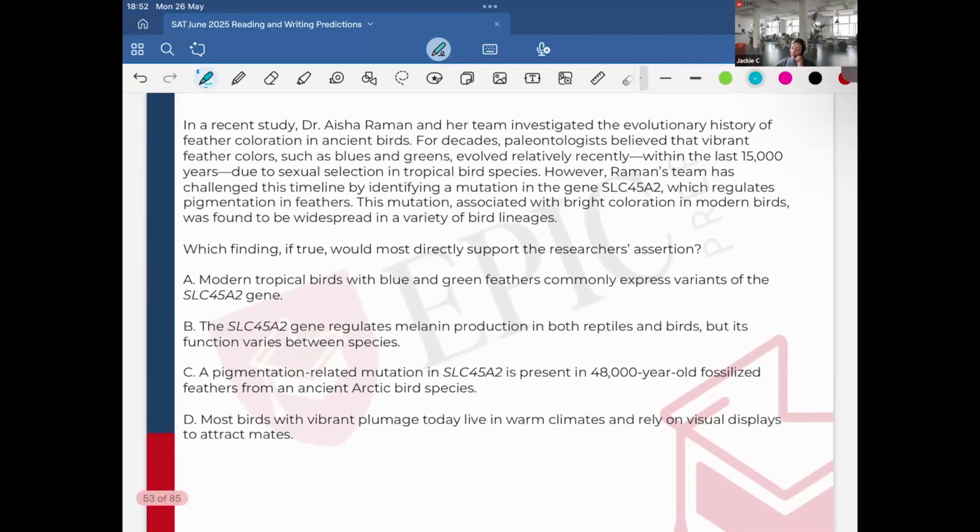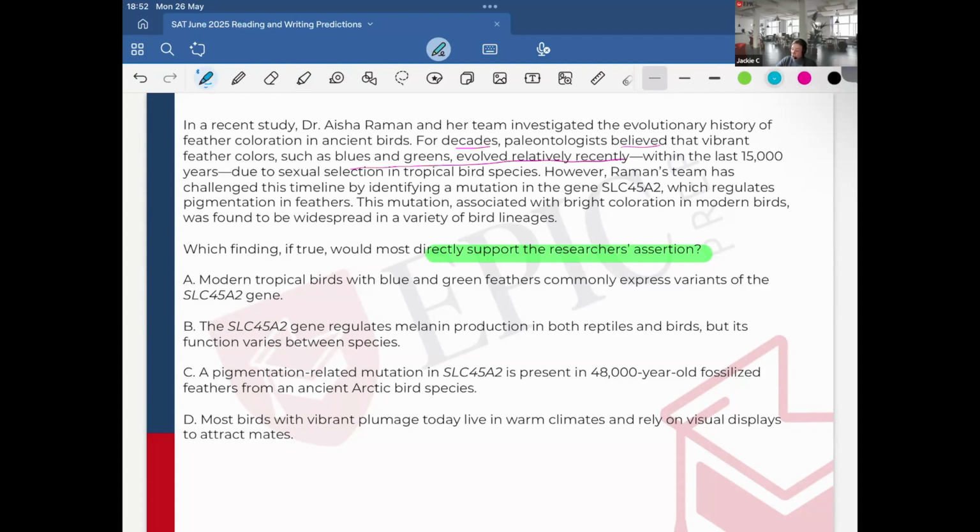Okay, next let's look at a question asking which choice directly supports the researcher's assertion. So another one of those information ideas. Okay, so here, in a recent study, Dr. Aisha Raymond and her team investigated the evolution history of feather coloration in ancient birds. For decades, paleontologists believed that vibrant feather colors such as blues and greens evolved relatively recently, within the last 15,000 years, due to sexual selection in tropical bird species. Okay, so it's important that we find out what they believed for decades, that basically vibrant colors evolved recently.